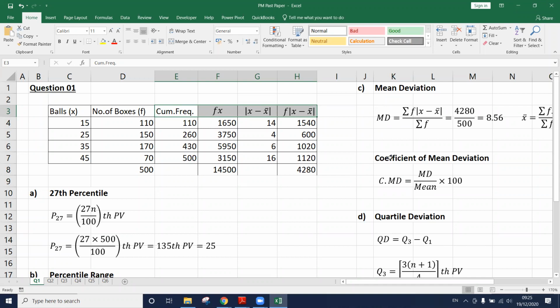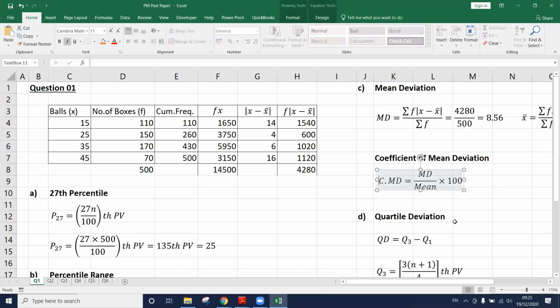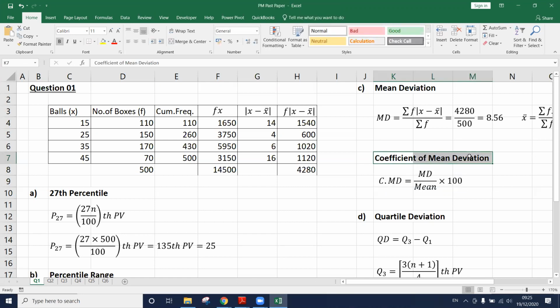And we need to calculate this one also, the coefficient of mean deviation. This is the formula we are going to use: coefficient of mean deviation equals mean deviation over mean into 100. It is not what we are used to. When we talked about relative dispersion, we talked about the coefficient of variation, the C.V. Its formula is standard deviation over mean into 100. But the coefficient of mean deviation is mean deviation over mean into 100.